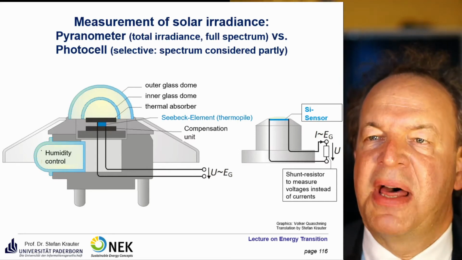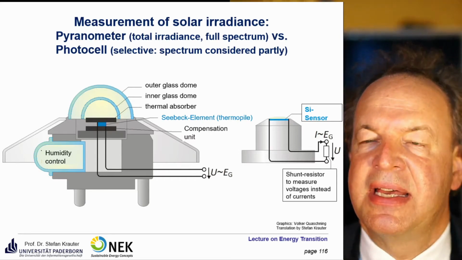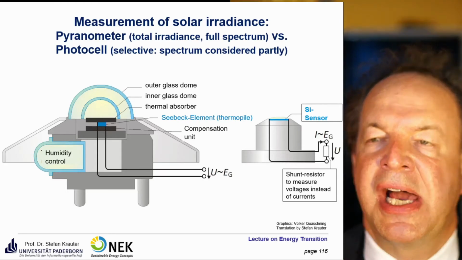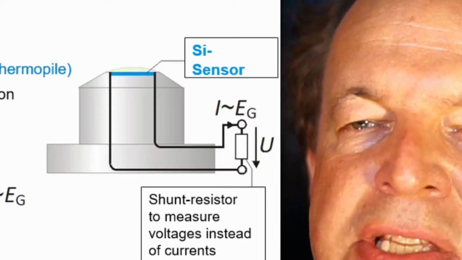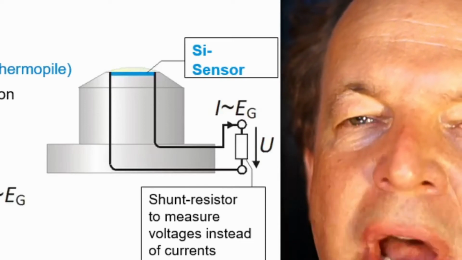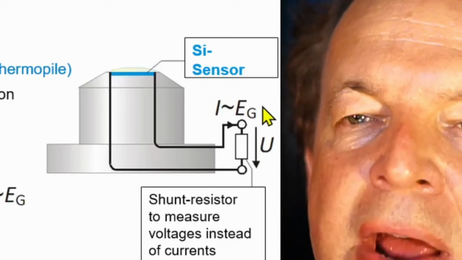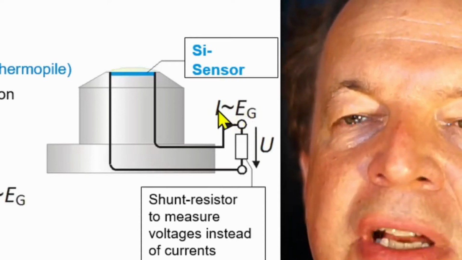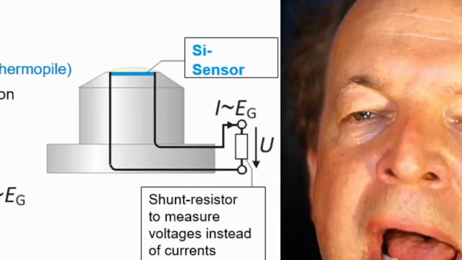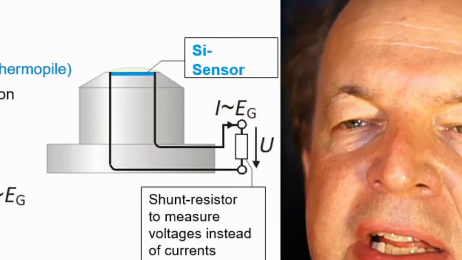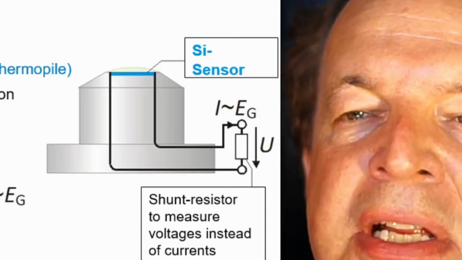The other method to measure solar irradiance is a silicon sensor. You use the photovoltaic effect, and the photovoltaic effect transforms photons into electrons, and therefore solar irradiance is directly proportional to the current or the electron flow. And if you put a shunt resistor here, you have a voltage that is proportional to the current and the irradiance then.